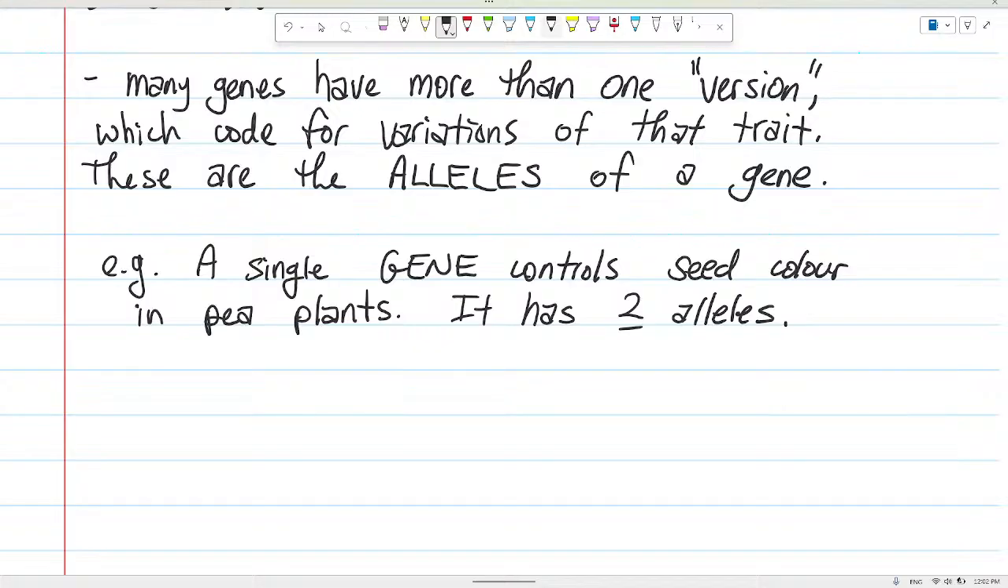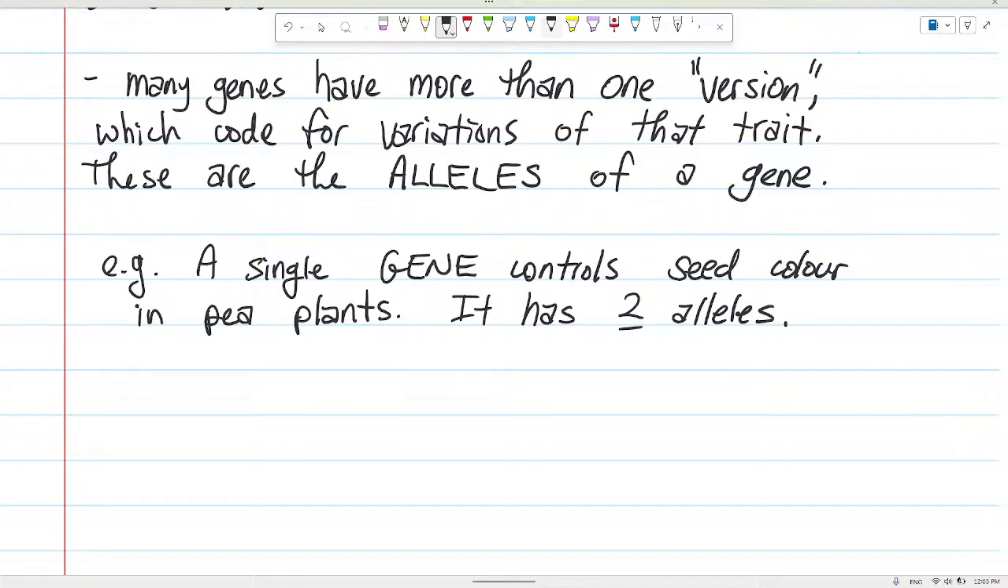But not two different traits that have nothing to do with each other. It's not like one of them makes the plant tall and the other one makes it start singing opera when you walk by. They relate to the same thing. They're both related to tallness, but one gives you a tall variation, one gives you a short variation. Another example is like here.